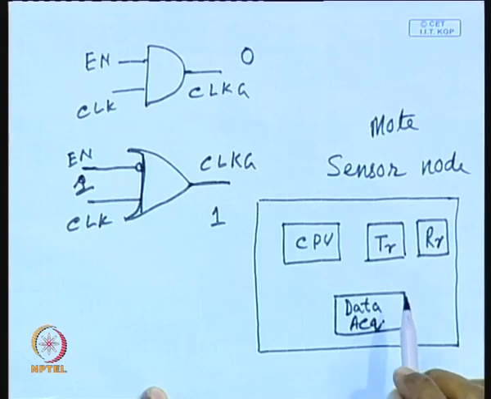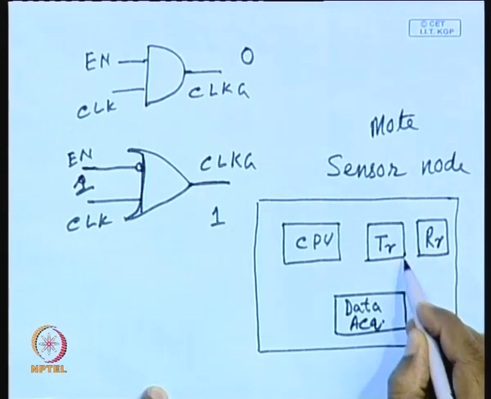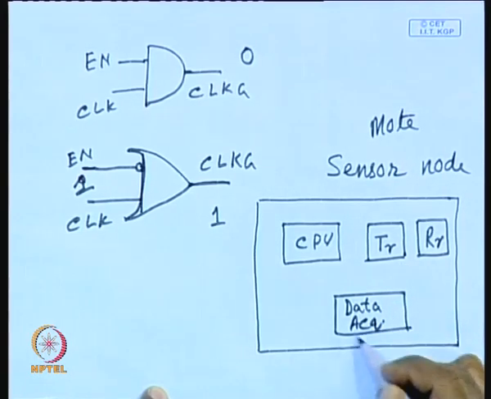Normally the sensor node operates in this way: it acquires some physical data, maybe temperature, pressure, humidity or any other parameter, or humidity of sand, and that is done with the help of this data acquisition system.